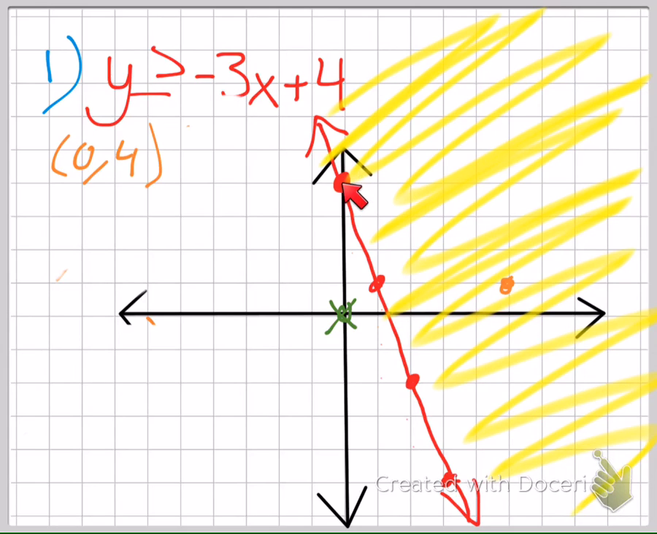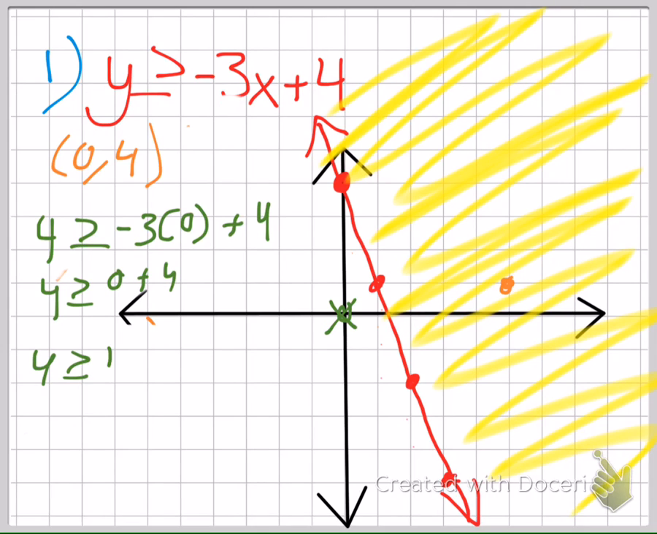We're talking about, is this going to be part of our solution? It's right on the boundary line. Let's test it out, right? Let's plug in x is 0, y is 4. So I plug in 4 for y and 0 for x. That's going to give me 4 greater than or equal to 0 plus 4, which is 4 greater than or equal to 4, which is true, right?